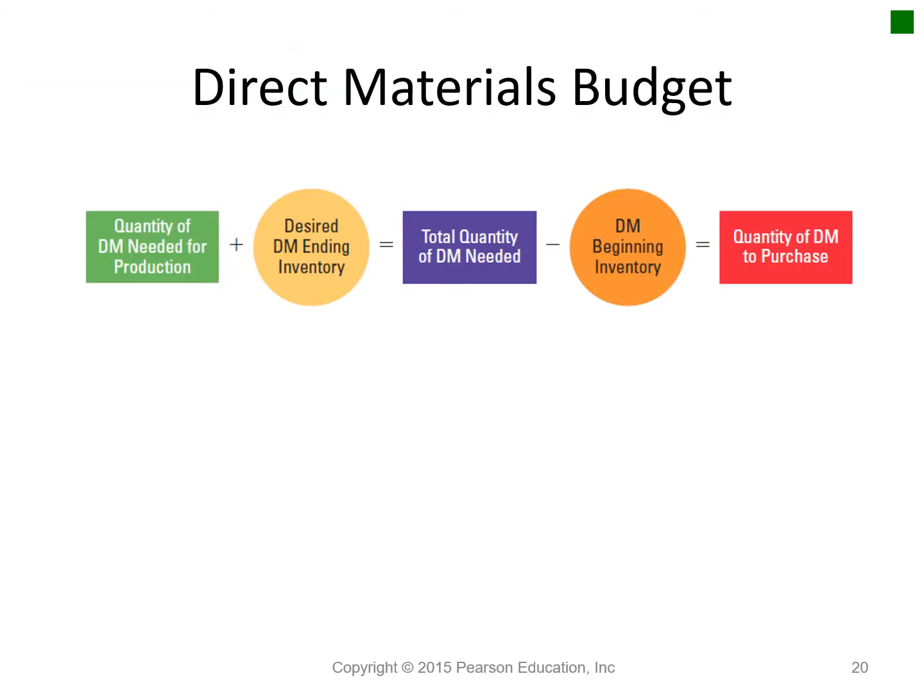Okay, so the next schedule we're going to look at is the direct materials budget. So notice again, the starting point is your production budget. And look at, here's the same formula that we just used for production. You're going to add in some sort of desired ending inventory. Again, the problem will give you what that needs to be. That's going to equal the total quantity needed. You then subtract out beginning inventory to get how many raw materials you need to purchase.